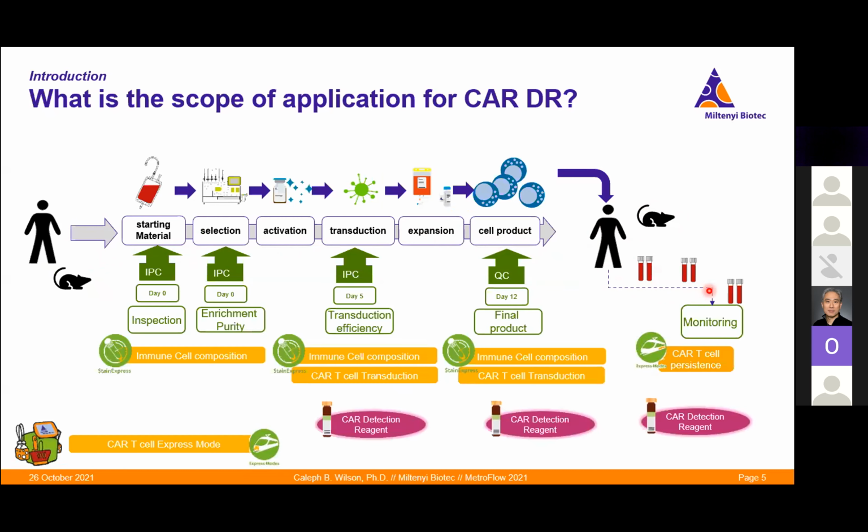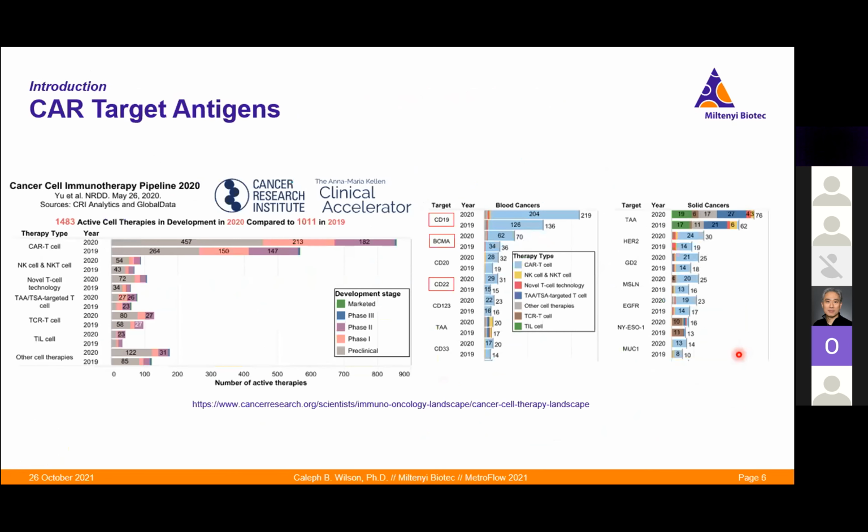Our CAR detection reagents will be used in our in-process controls, QC for the final product, as well as for immune monitoring to see persistence of CAR in human trials, or even in animal models to see if they're still there. Now, this slide is a little bit busy, so don't try to see every bit of information.